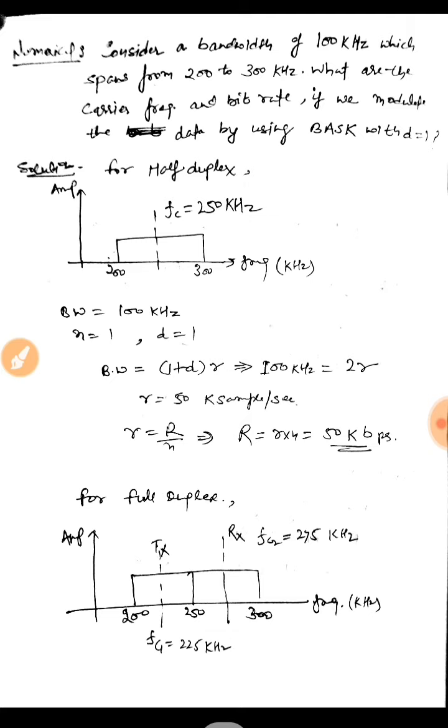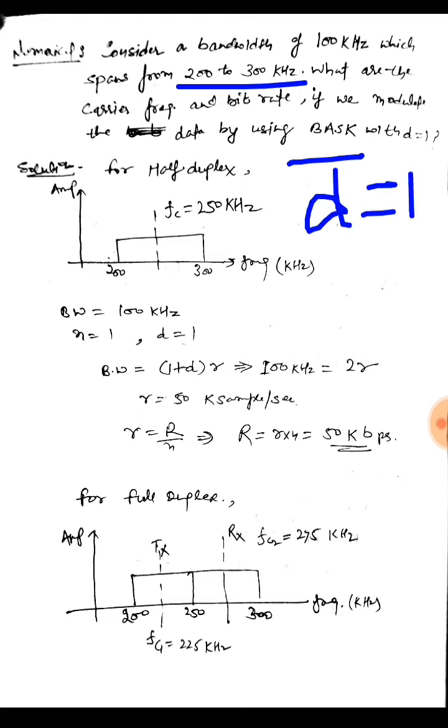Now let's see one numerical. If we are given a bandwidth of 100 kilohertz which spans from 200 to 300 kilohertz, what are the carrier frequency and the bit rate if we modulate the data by using a binary ASK with d equal to 1? So we need to calculate the carrier frequency and the bit rate. We are given the bandwidth, that is 100 kilohertz.